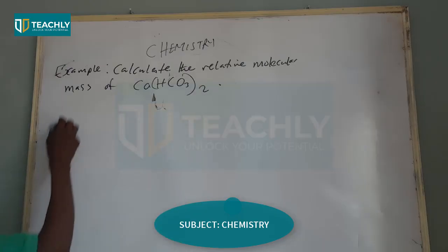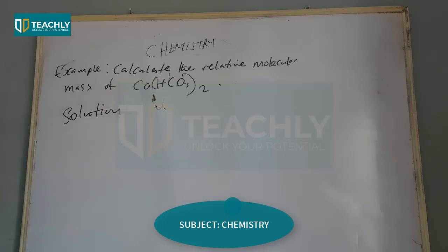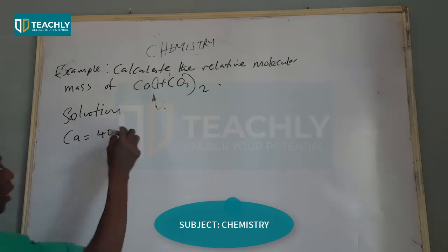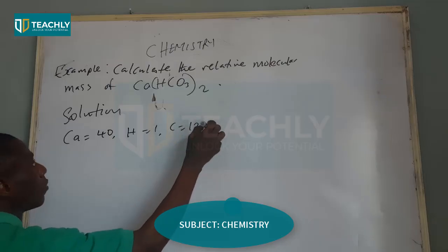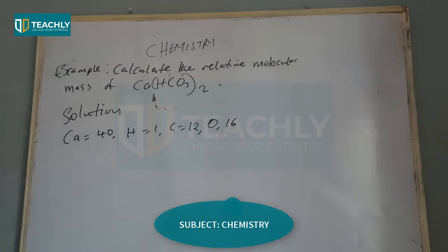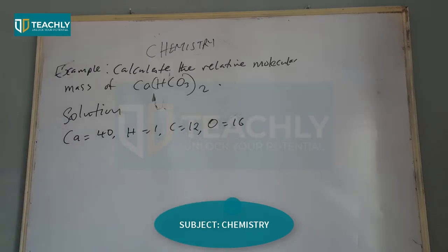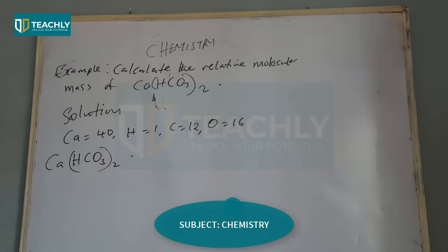So the first thing is you need to get the relative atomic mass, or you can call it the mass number, of each element. Calcium is 40, hydrogen 1, carbon 12, oxygen 16. So let's see, you have Ca(HCO3)2 to get the relative molecular mass.